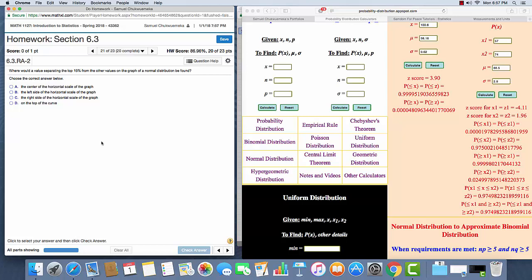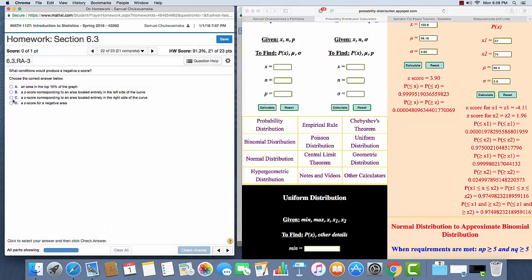Remember, the total area is 100% or 1. Half of it is 50%, the other half is 50%. But they said top 15% from the other values, so that top 15% is going to be the area on the right. It's the top 15% from the bottom 85%, and that will get you on the right side.